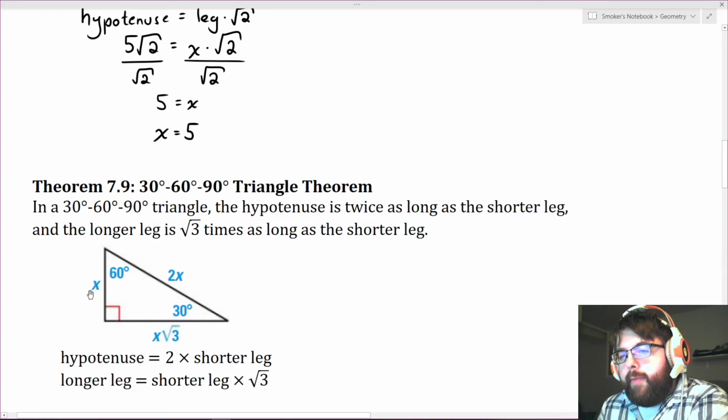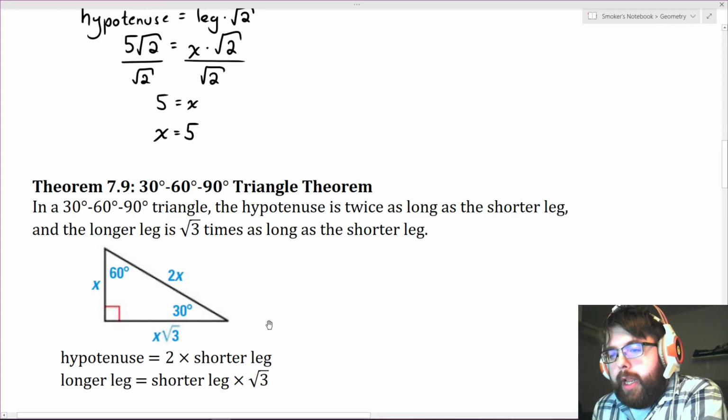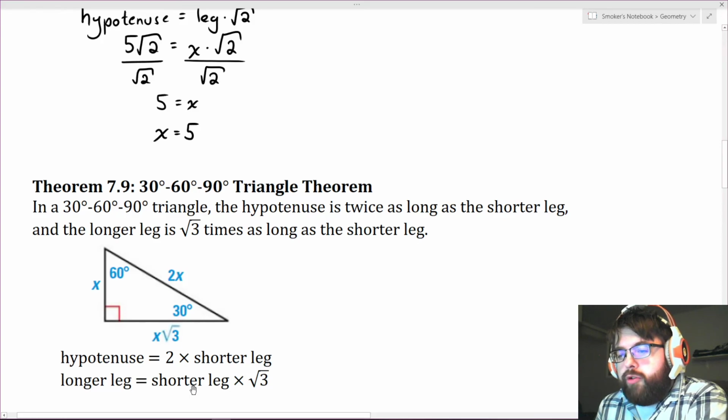So either way, no matter what side we're given, we can find the other two sides, but they all go through the shorter leg. So you have to find the shorter leg. If you're not given the shorter leg, you have to find it, and then use that to find the other one, whichever one they didn't give you.